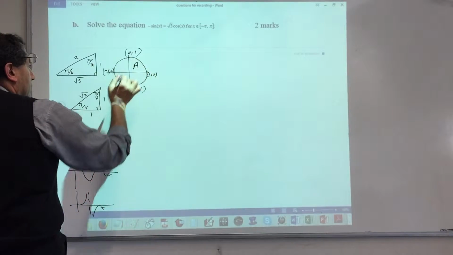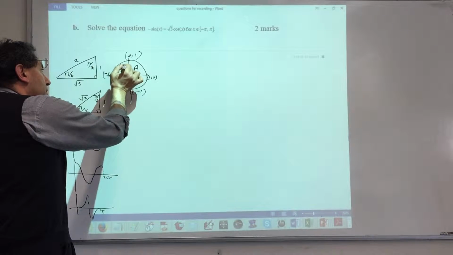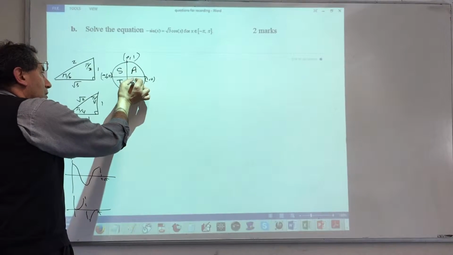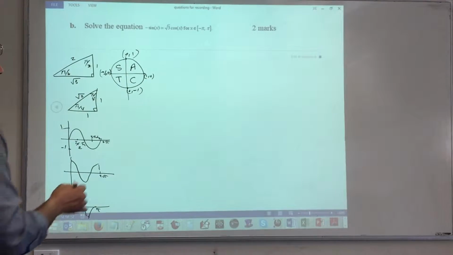Remember also that all ratios are positive in the first quadrant, sine only is positive in the second, tan only is positive in the third, cos is positive in the fourth. Let's go back to our question.